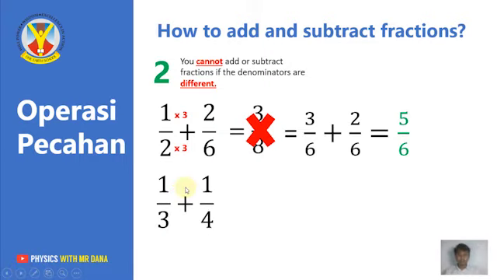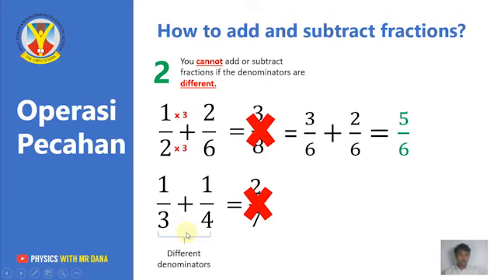Another example, 1/3 plus 1/4. You can see here that both of these fractions have different denominators. Here the denominator is 3 and here the denominator is 4. They are different, so you cannot add them like this: 1 plus 1 equals 2, 3 plus 4 equals 7. You cannot do that. That's wrong.